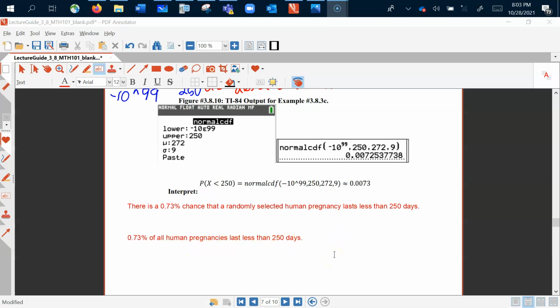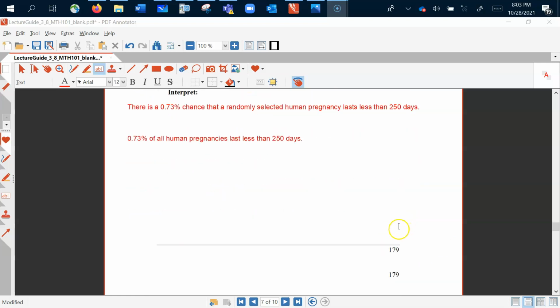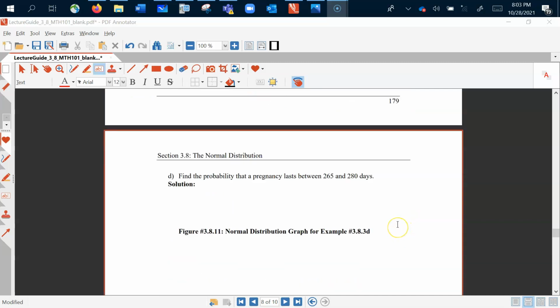All right, so we've had one particular scenario where I had the probability of x being greater than a value. In this example, I had a probability of x being less than a particular value. The next example will be a probability of X being between two values. So let's look at that example now. Find the probability that a pregnancy lasts between 265 and 280 days.